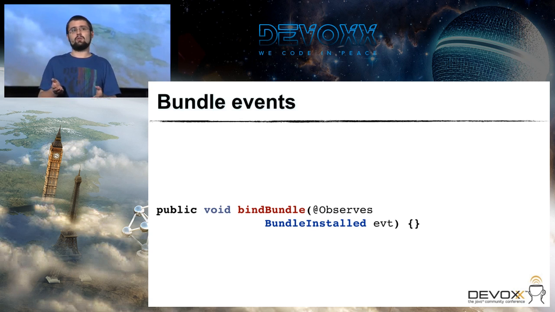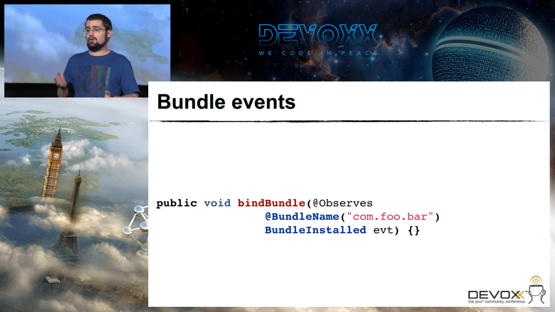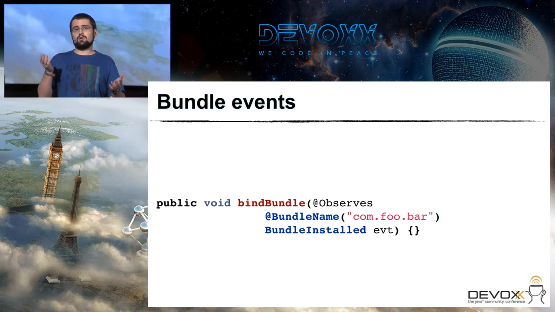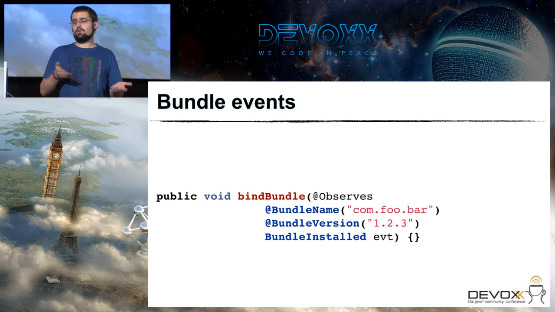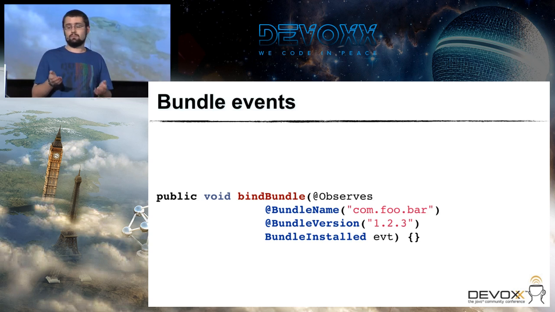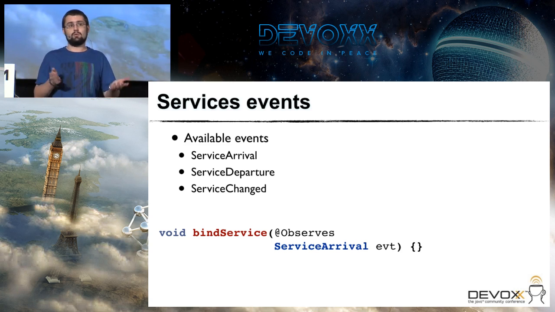And there is an OSGi API, obviously, to manage these events, but we added a new way to listen to these events using the @Observes annotation from CDI. For each bundle event, you get an event type that you can listen to, or you can filter by bundle name. Here I want to know when the com.foobar bundle is installed. I can filter with version, or both, if I want to know only for a specific bundle.